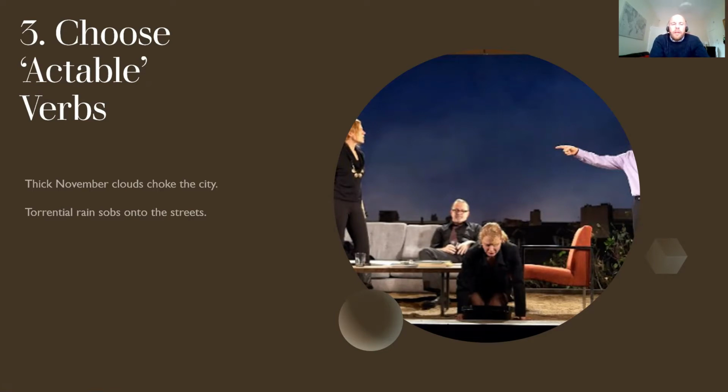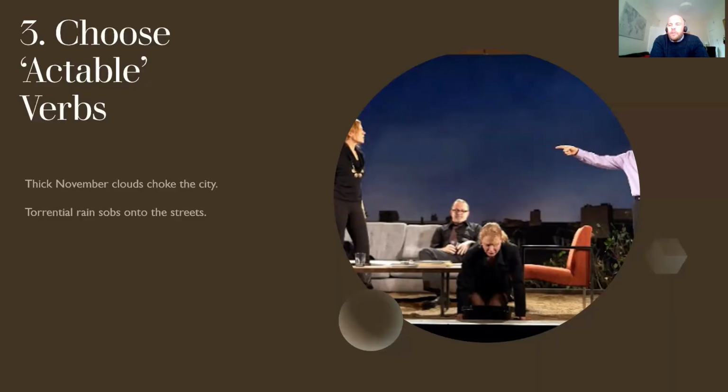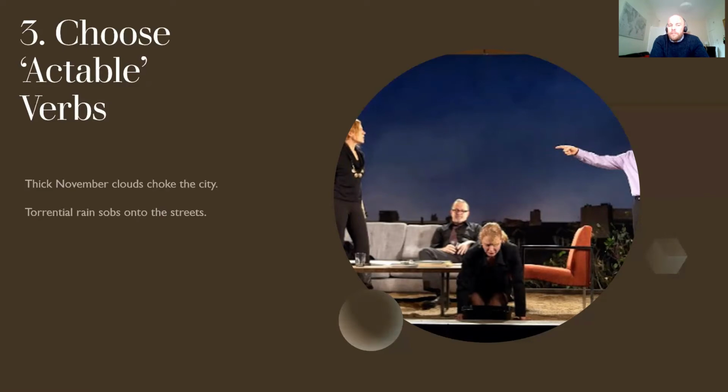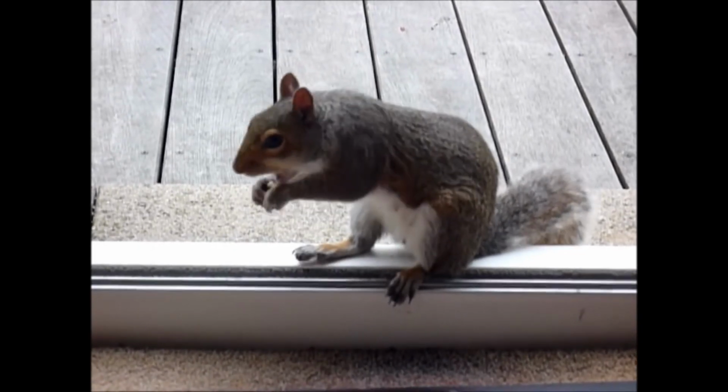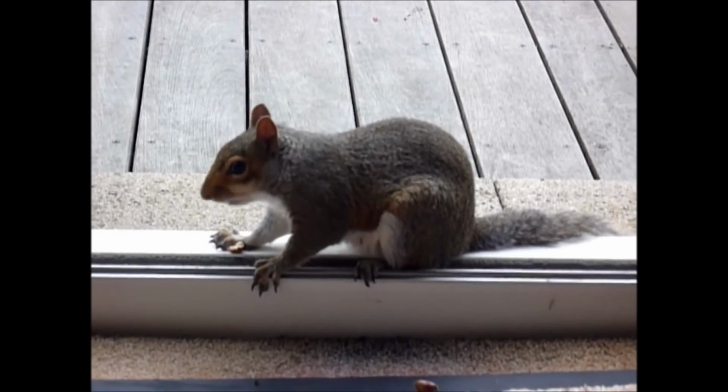So look at this example. Thick November clouds choke the city. I haven't said the city was very cloudy, and I haven't said there were many, many clouds in the sky. I've said thick November clouds choke the city. This choke, this verb, is carrying that description forward. It's the strongest part of the sentence. It's the verb that's doing the describing. And choke can be acted. If you're on stage, you could see the action of a character choking another character.